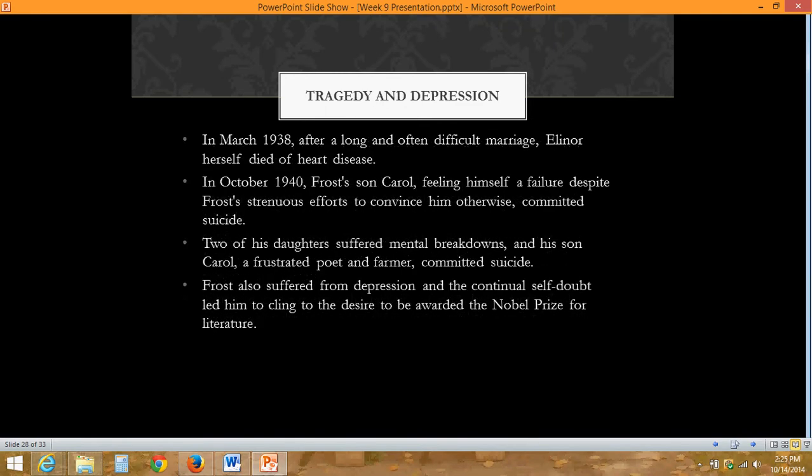In 1938, Eleanor, his wife, died of heart disease. And then in 1940, Frost's only living son killed himself because he felt like he was also a writer, and felt failure and that kind of stuff. Just a lot of tough stuff. So two of his daughters suffered mental breakdowns. His son committed suicide, and Frost himself suffered from depression.